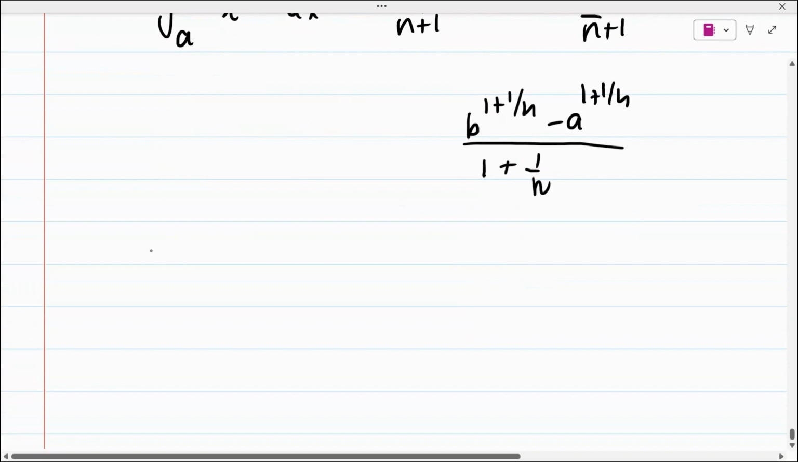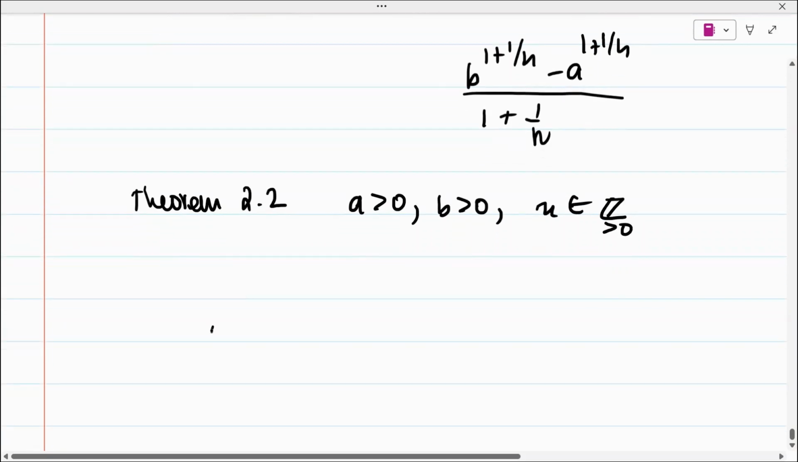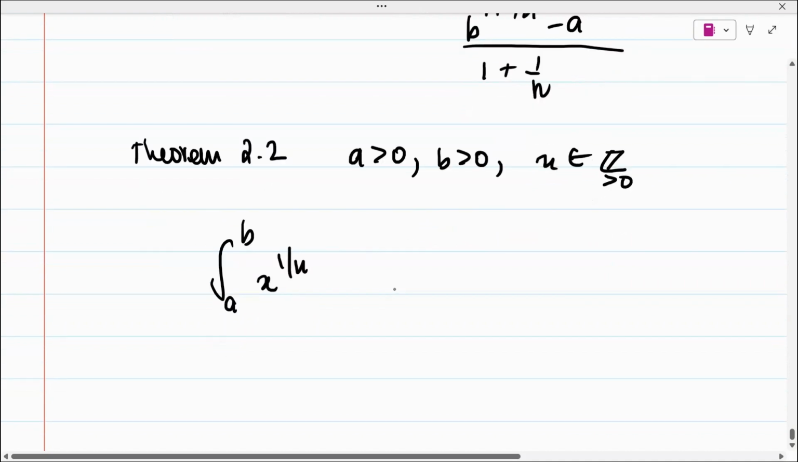So then what we proved, now we just state formally as theorem 2.2: a positive, b positive, n is a positive integer. We have the integration of x to the power 1 by n from a to b is equal to this.